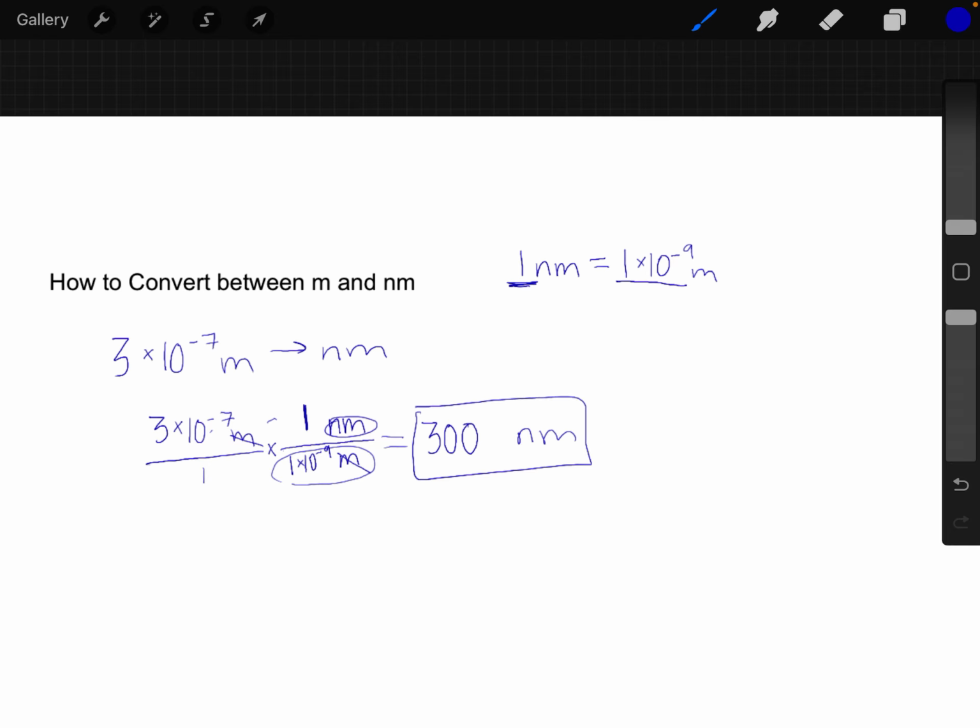If you don't want to follow that pattern, what you need to memorize is that to get from meters to nanometers, you divide by 10 to the negative 9th.